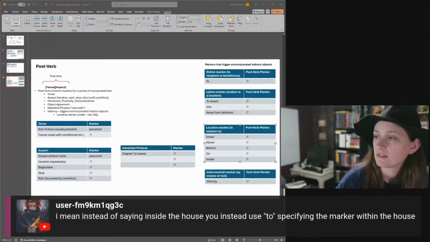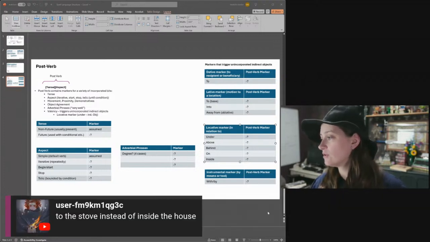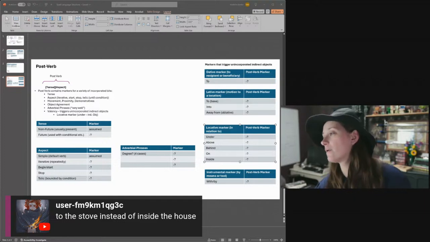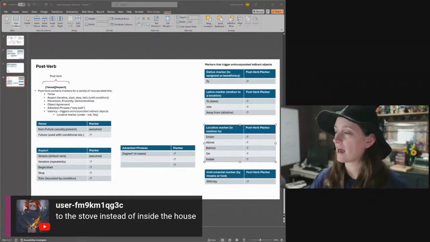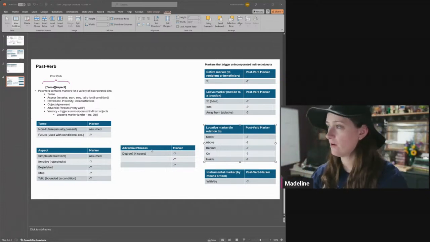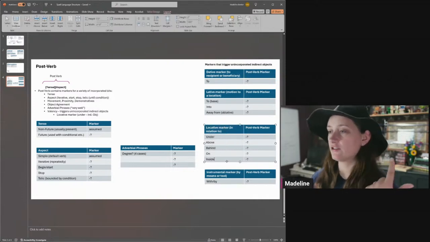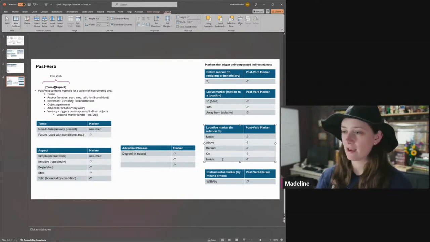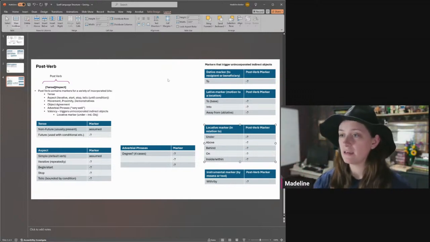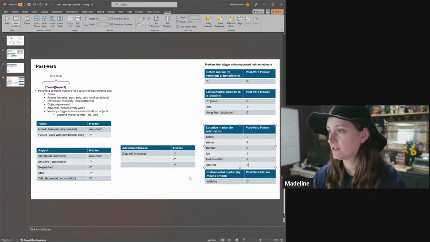Instead of saying inside the house, you instead use to, specifying the marker within the house. To the stove instead of inside the house. Oh, I get it. Yeah, we could do something like that. So you have to choose your words carefully to make sure that's clear. Okay, cool. So, yes, locative markers. I do think having inside is a good locative marker anyway, and it could even be within, or around could also be an important one to have. All good stuff.